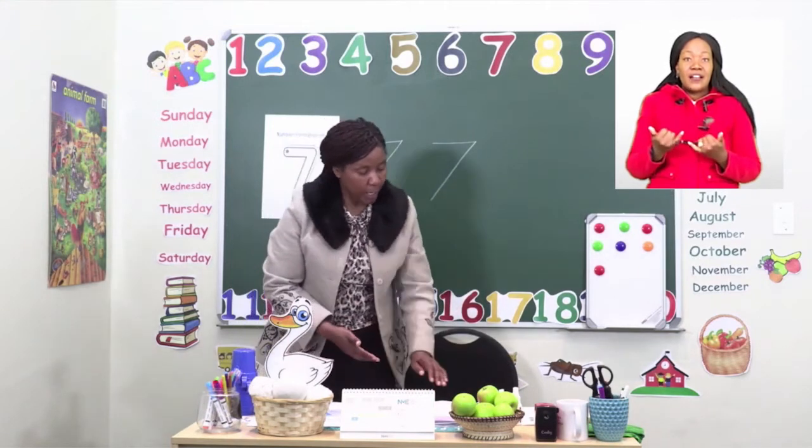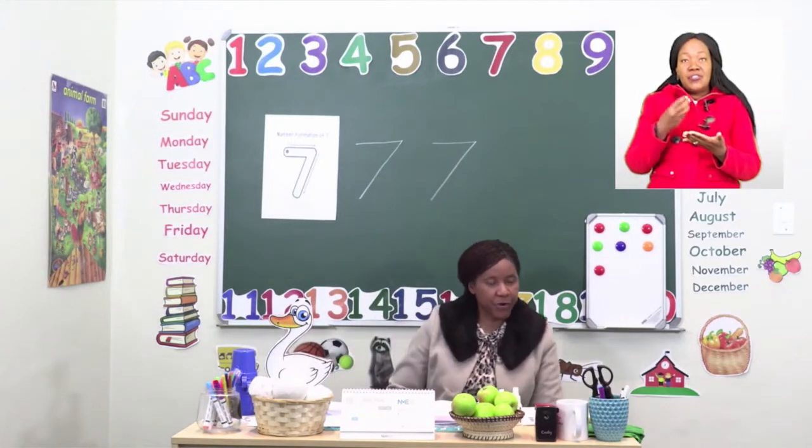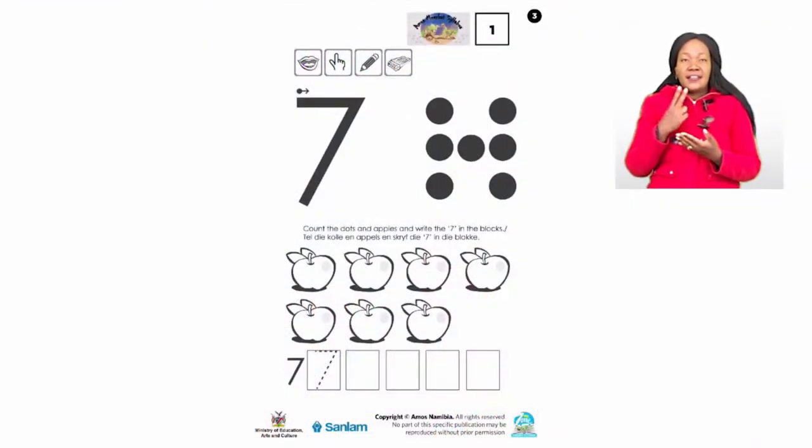Now, we are going to go back onto our booklet, page 3. Let's look at our page 3 booklet. On page 3 on our booklet, there are dots, as I can see, and I'm sure you can also see the dots. Let's count and see how many dots we have on page 3. 1, 2, 3, 4, 5, 6, 7.